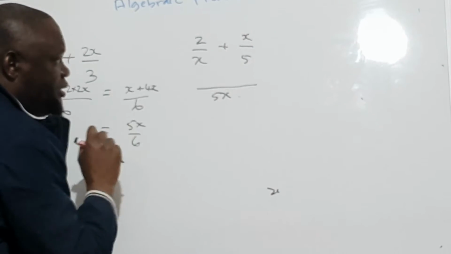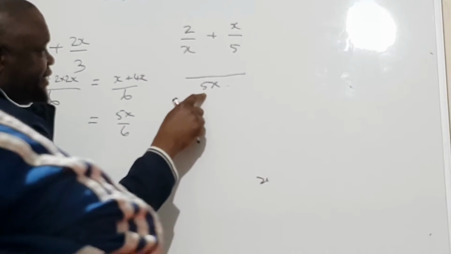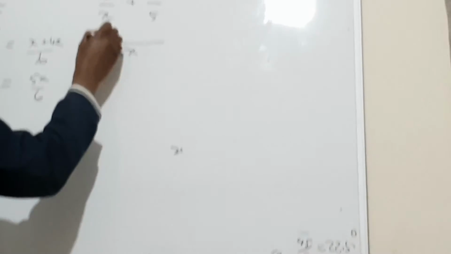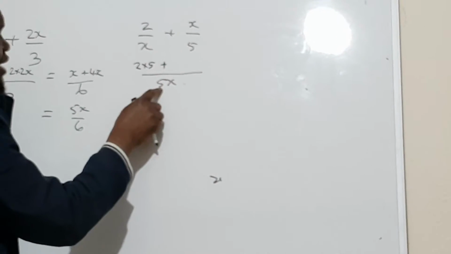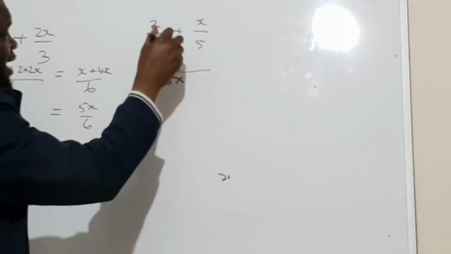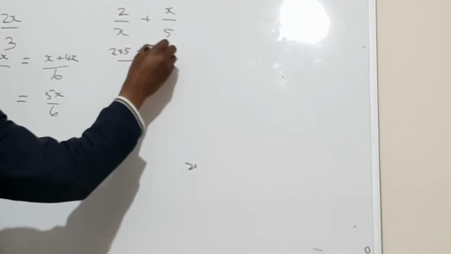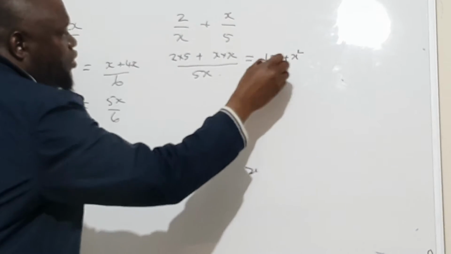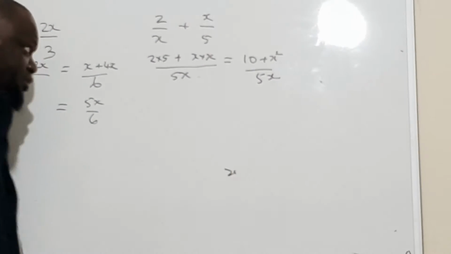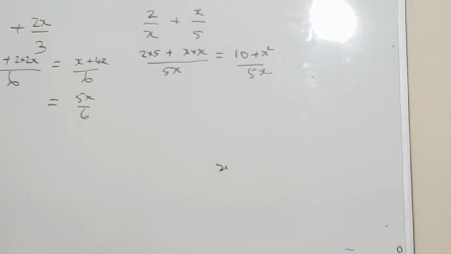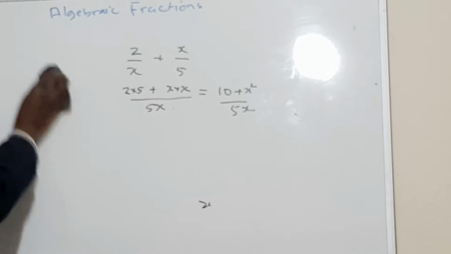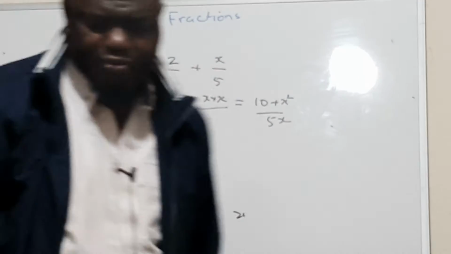That will go to that time. 5 into 5x is 5. 5 times 2, plus 5 into 5x is x. x times x. Hence, you are left with 10 plus x squared over 5x. That is your answer, isn't it? Yes. Now let's look at complex ones which involve subtraction.